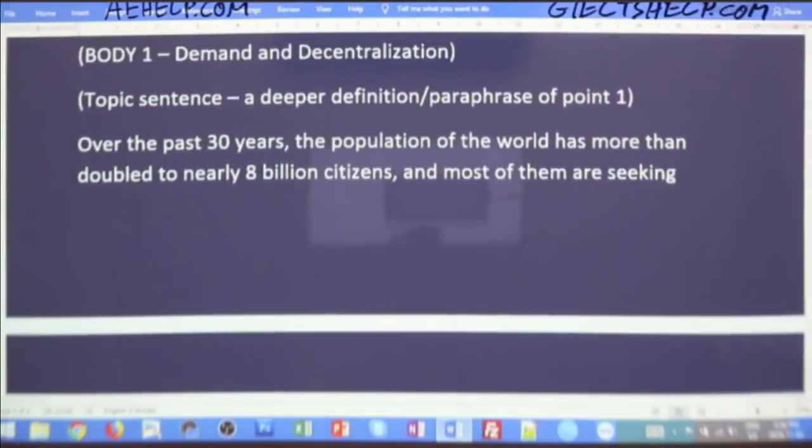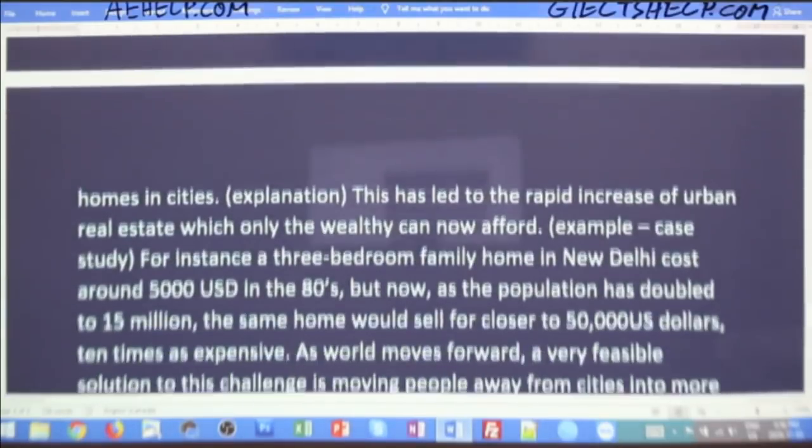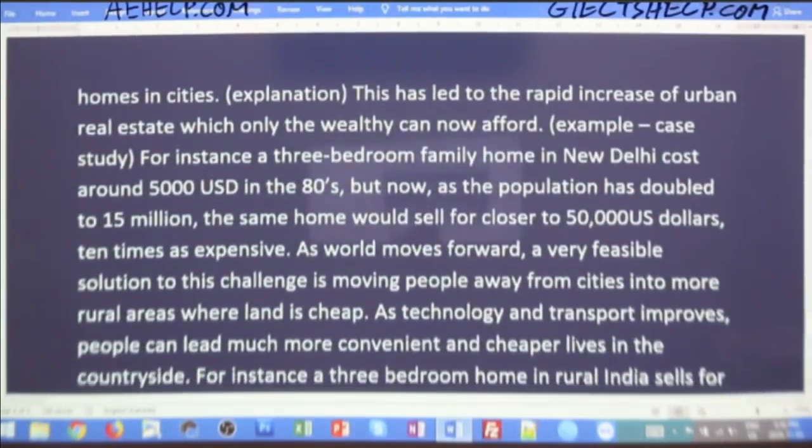Body paragraph 1. Over the past 30 years, the population of the world has more than doubled to nearly 8 billion citizens, and most of them are seeking homes in cities. This has led to the rapid increase of urban real estate, which only the wealthy can now afford. For instance, a 3-bedroom family home in New Delhi costs around $5,000 in the 80s, but now as the population has doubled to 15 million, the same home would sell for closer to 50,000 US, 10 times as expensive.